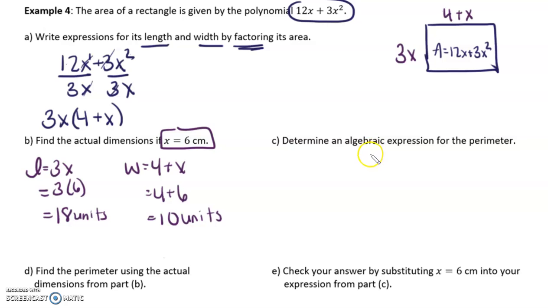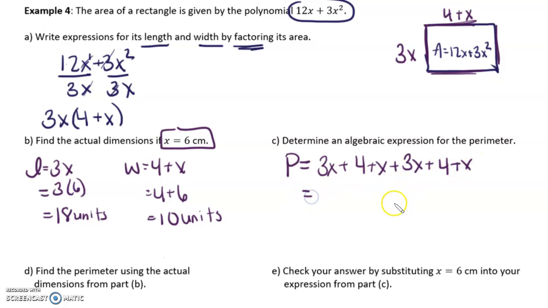Okay. Determine an algebraic expression for the perimeter. So perimeter is when we go all the way around the object. So we're going to go 3x plus 4 plus x plus 3x plus 4 plus x. And we're going to add all of these together.